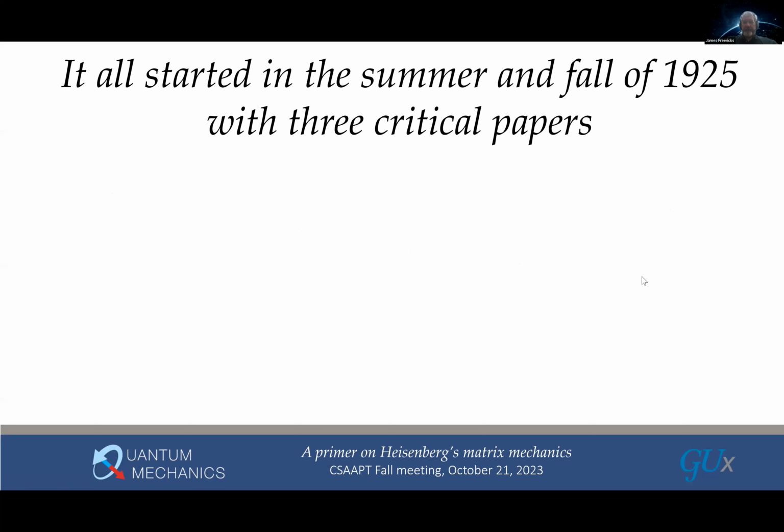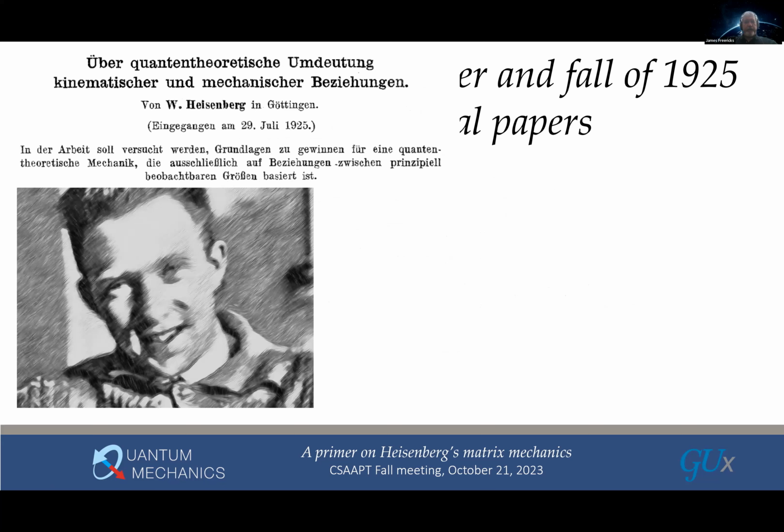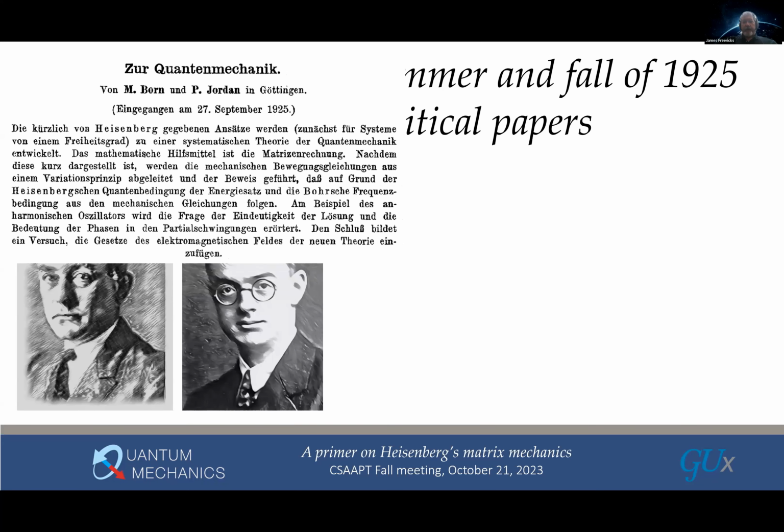So it all started in the summer of 1925, and three critical papers came out. The first one was by Heisenberg, "Über quantentheoretische Umdeutung kinematischer und mechanischer Beziehungen." It's something like on the theoretical quantum relations, kinematic relations, and mechanical. I forget, I think redefinition is what Beziehungen means. Essentially, what Heisenberg was saying is, I have a new way of thinking about what quantum mechanics is.